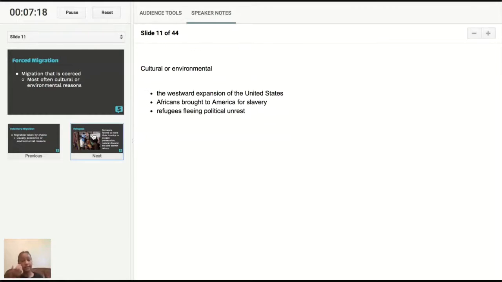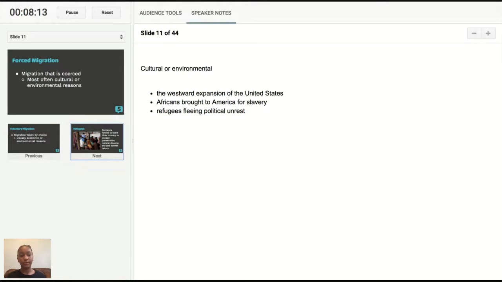Forced migration, on the other hand, is migration where they're compelled to migrate, where they don't have a choice of their circumstances, and they just have to move. It can be for cultural reasons or environmental reasons. Some historical examples are the westward expansion of the US. I'm referring to the fact that slaves especially, when people were brought to America for slavery and moved westward with the families that they were enslaved to, had no choice in this. This was something that they were forced to do. So this would be considered forced migration.